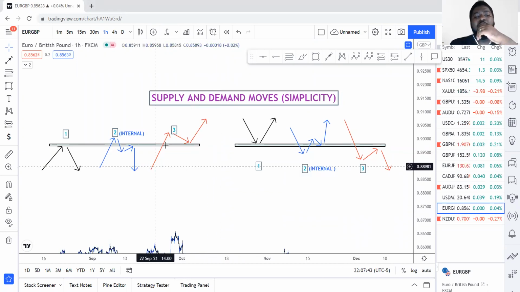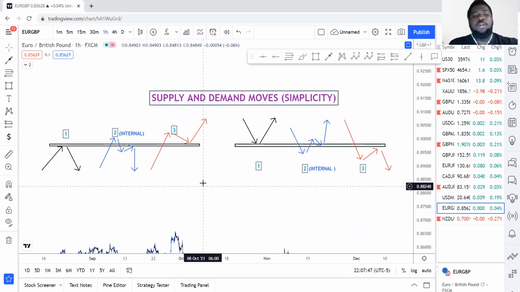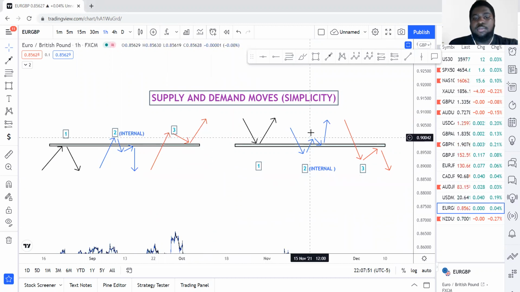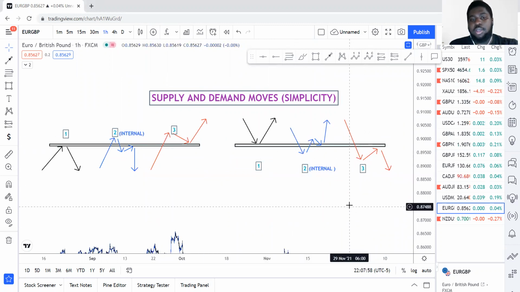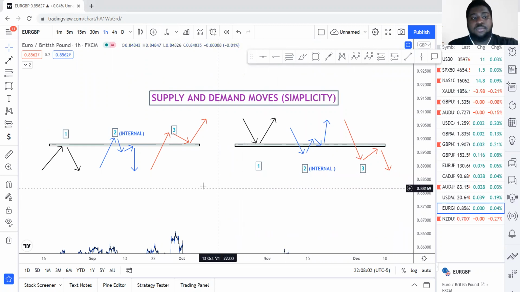So as you can see here, we have three types of moves that we should be looking for when price approaches a supply and demand structure. Now, the other three over here are the same thing as this. It's just based on different direction in the market, if you're looking for a buy or sell, right? But they're the same thing.